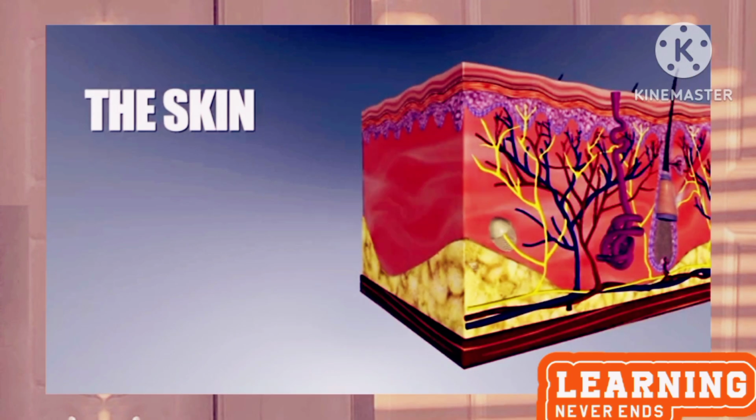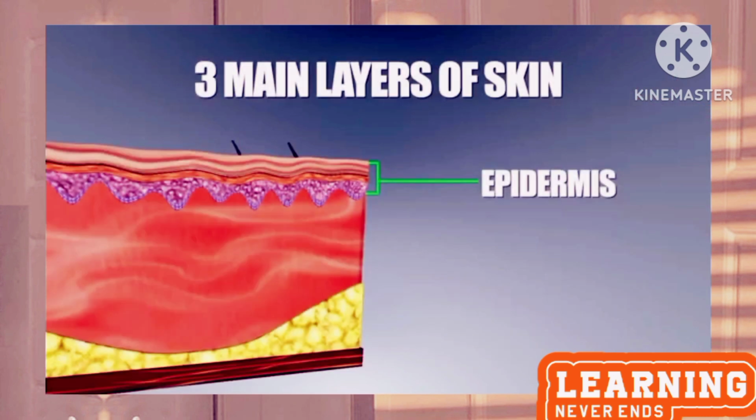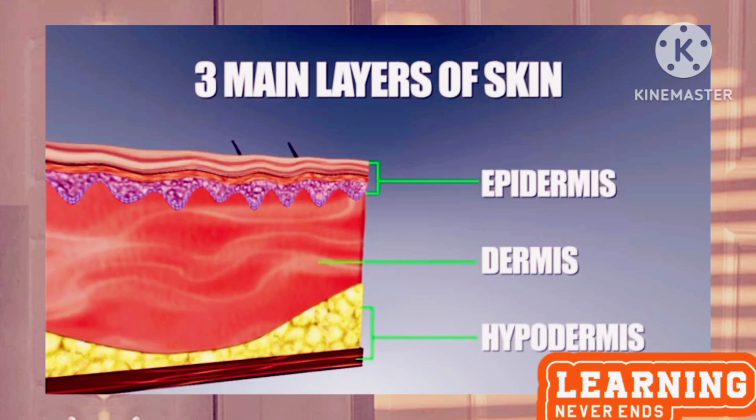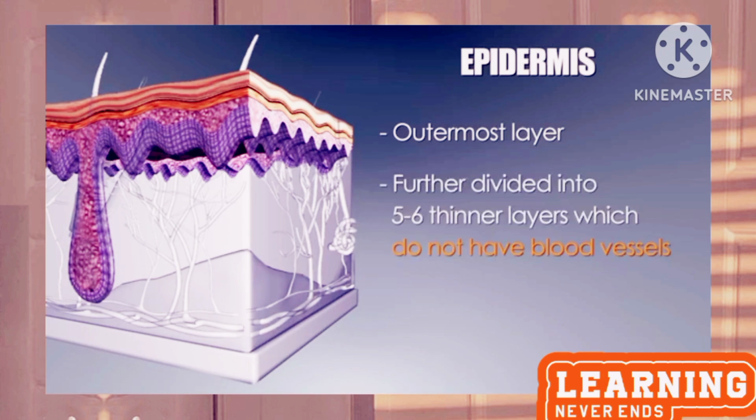The skin is composed of three main layers: epidermis, dermis, and hypodermis. The epidermis is the outermost layer of skin. This layer is further divided into 5 to 6 thinner layers which do not have blood vessels. Only 2 of these layers of the skin will be described.